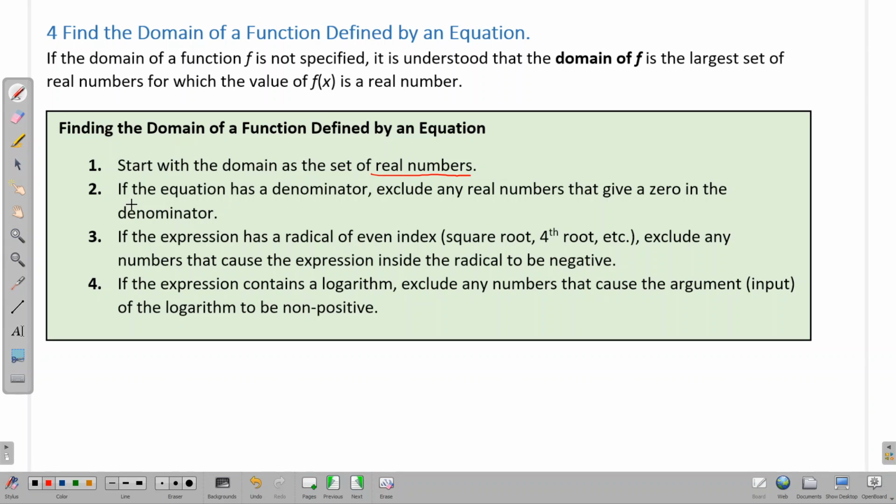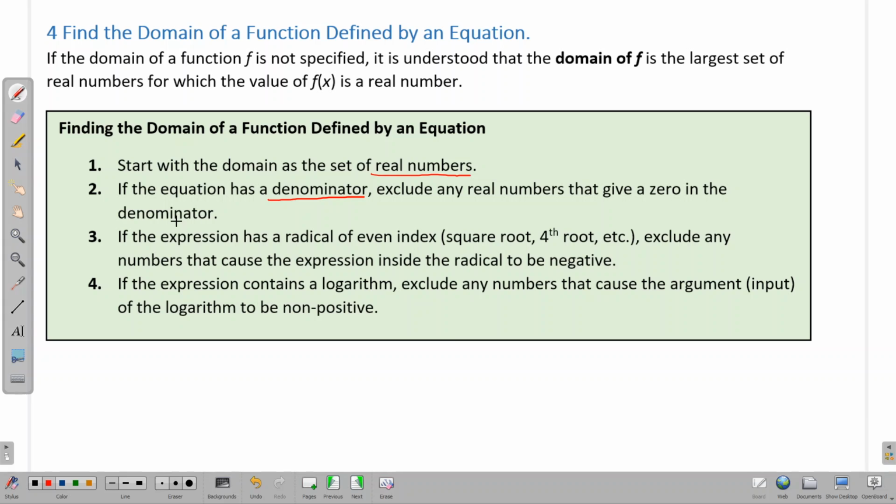Then we're going to figure out maybe there's something that needs to be thrown out. So to find the things that have to be thrown out, the first thing you look at is, are there any denominators that have variables in them? If there are variables in any denominators, you need to exclude any number that makes the denominator 0. You can't have division by 0, so that's the first place we look for things that need to be excluded from the domain.